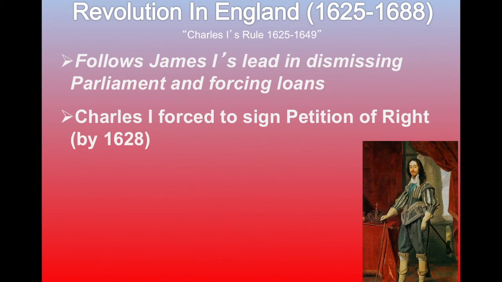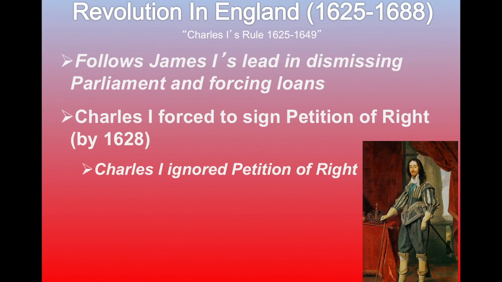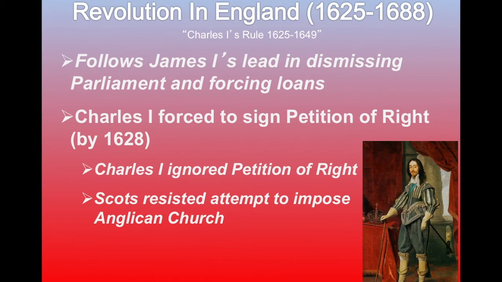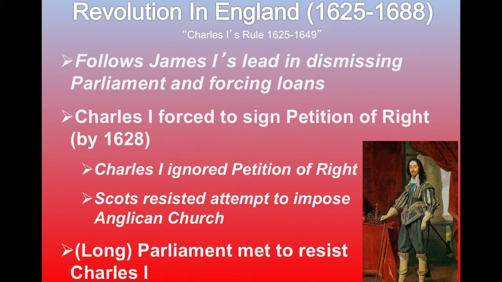Charles I is forced to sign the Petition of Right, however. Charles I ignored that Petition of Right, so Parliament is trying to get Charles I to listen to them and for them to advise the king, but he's really going to ignore them. The Scots resisted attempt to impose the Anglican Church, and so Charles I is going to try to force the Anglican Church on the Scots. However, their Presbyterian church with John Knox is going to resist that attempt there. So Parliament will meet to resist Charles I, known as the Long Parliament.